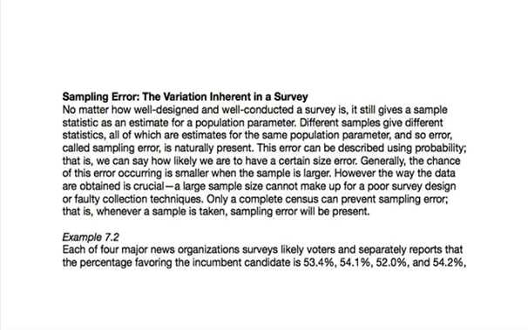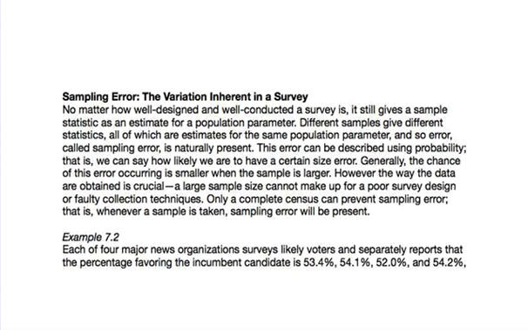Sampling error. No matter how well designed and well conducted a survey is, it still gives a sample statistic as an estimate of the population parameter. Different samples give different statistics, all of which are estimates for the population parameter, and so error, called sampling error, is naturally present. This error can be described using probability. That is, we can say how likely we are to have a certain size error. Generally, the chance of this error occurring is smaller when the sample is large.